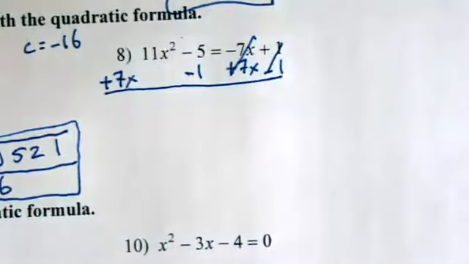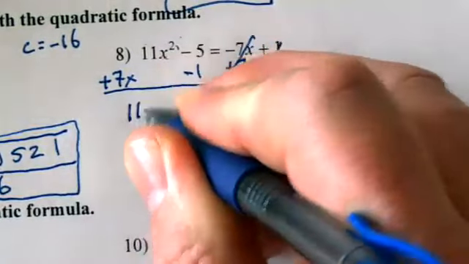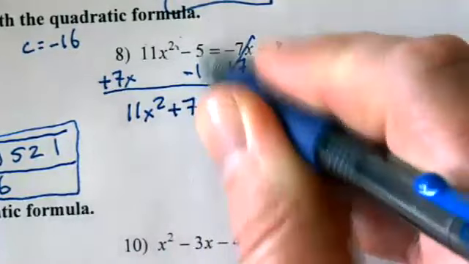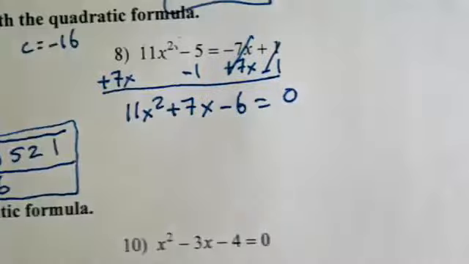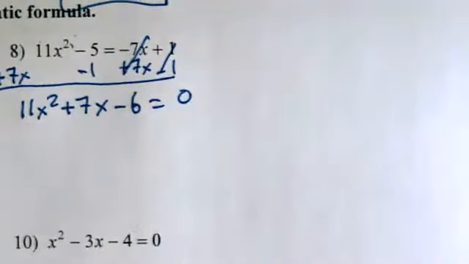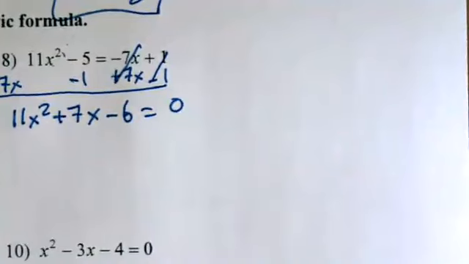And make sure you write this in the order you expect to see it. We expect to see the x squared first. So I'm gonna put my 11x squared first, and then my plus 7x, and then my -6. And now we got a 0 on that side. All right. Can you look at that and see what your A, B, and C is without me writing them down? 11, 7, and -6, right?